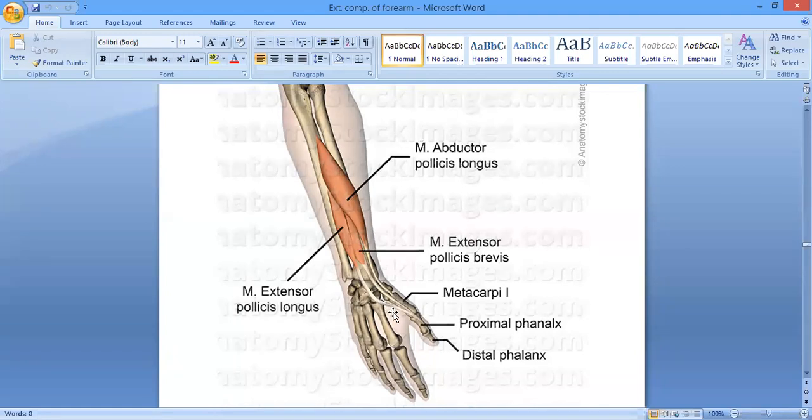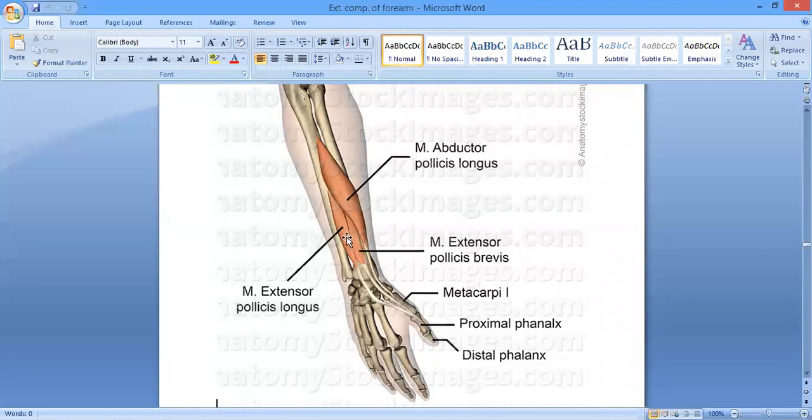Extensor pollicis brevis, so what will it do? It will extend. Where will it extend? At the metacarpophalangeal joint, okay? This is the metacarpal and this is the proximal phalanx. So where is the extension happening? At the metacarpophalangeal joint. So it extends the metacarpophalangeal joint of the thumb. Okay? Is it clear?